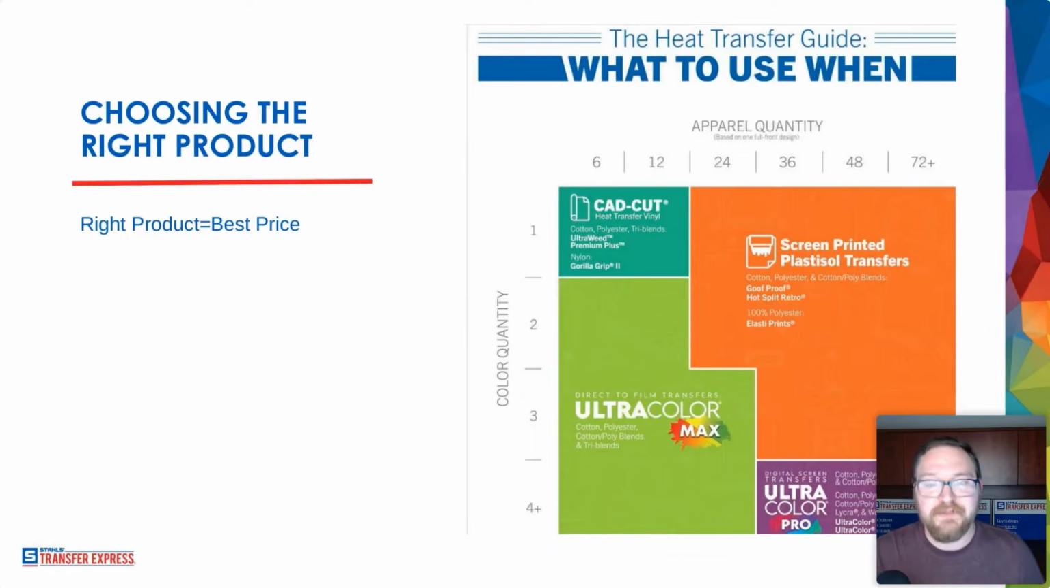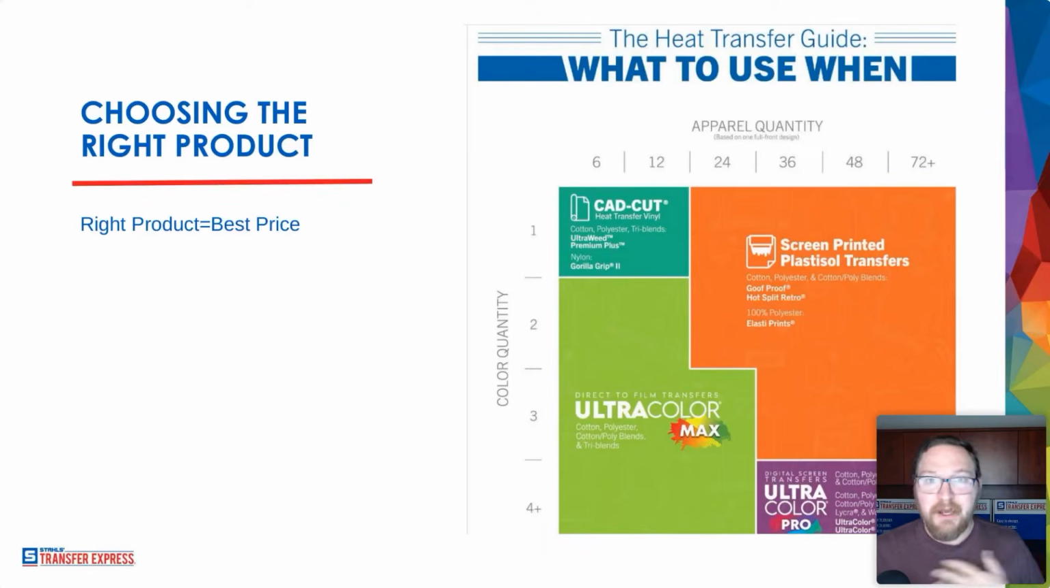If you're brand new to Transfer Express, we test all of our transfers, when applied correctly, to 50-plus wash and dry cycles, which is considered in the apparel decorating industry as the standard lifespan of a garment. So we test to that standard to ensure that the colors are going to look great, that it's not going to see premature cracking or peeling off of the fabric of the t-shirt.